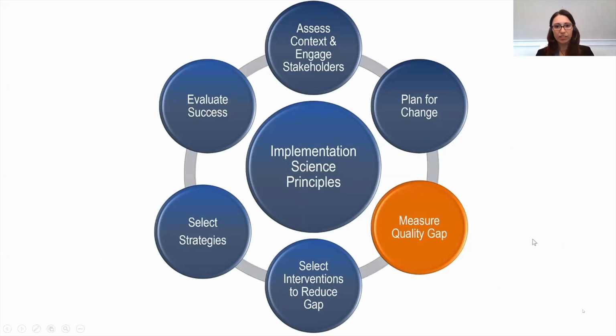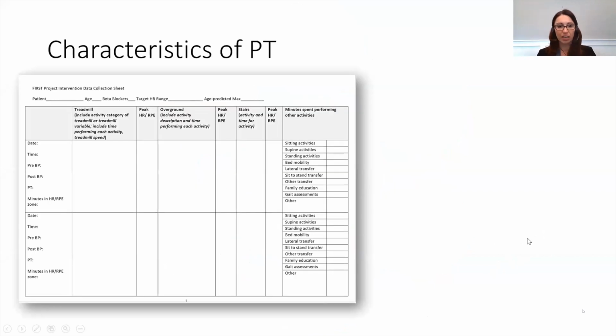Okay, so now that we've talked a bit about planning for change, I'm going to go ahead and start talking about measuring the quality gap. And in this case, we actually had to do an implementation project to be able to do that, because at the time, Mary Free Bed did not have a core set of measures in place, so we needed to implement those measures to be able to measure the quality gap. In addition to that, we wanted to look at the characteristics of physical therapy. So I'm going to start by talking about what we tried to do to look at the characteristics of PT. So we developed this really nice documentation tool, and we asked the clinicians to basically double document what they were doing.